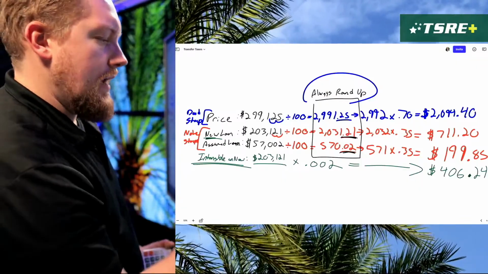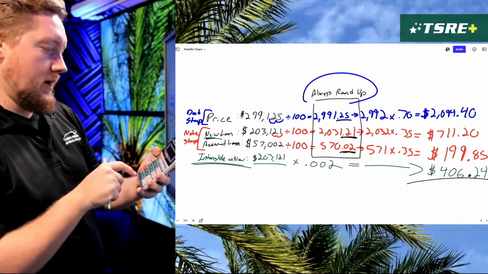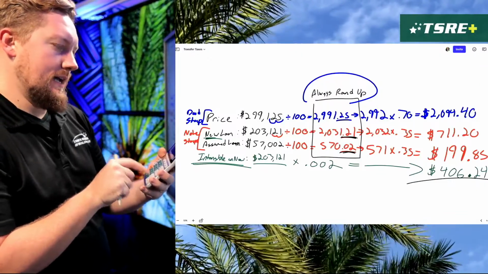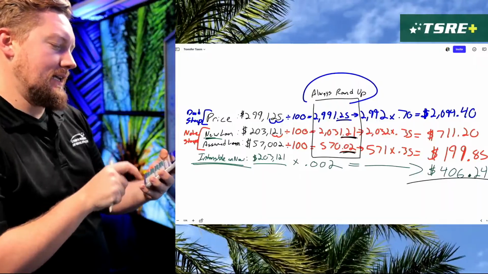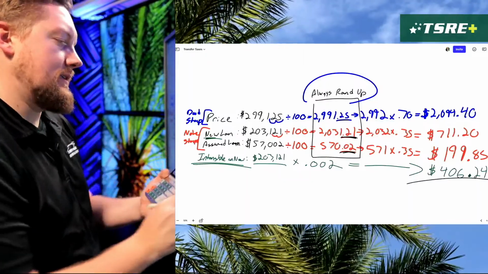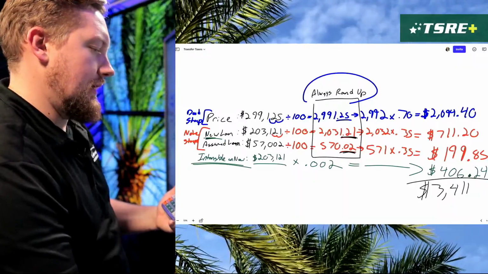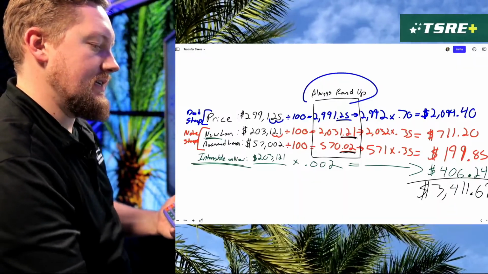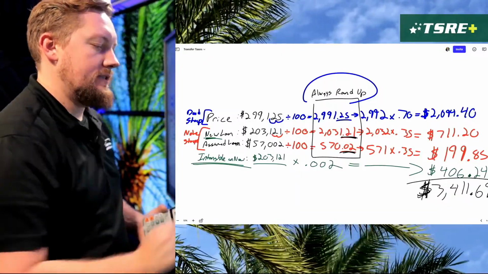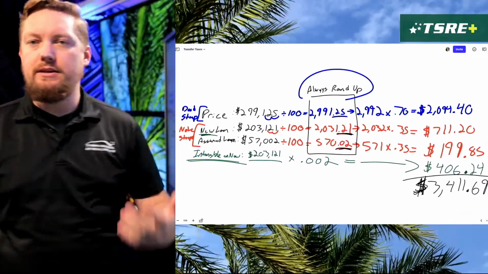And now finally, we'll combine all of these together to get our total taxes due. We'll take our $2,094.40 plus $711.20 plus $199.85 plus $406.24 to get a grand total of $3,411.69 as our total taxes due at the time of closing for the transfer taxes.